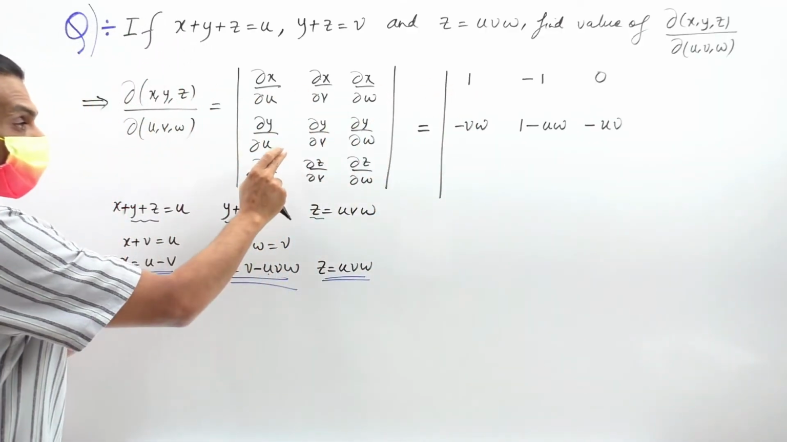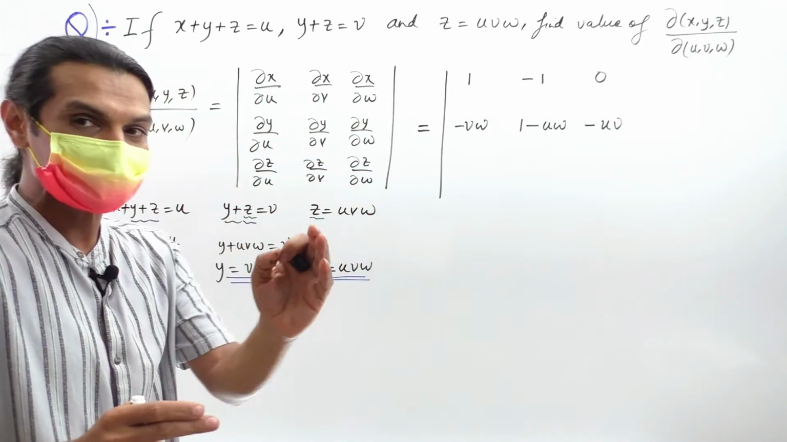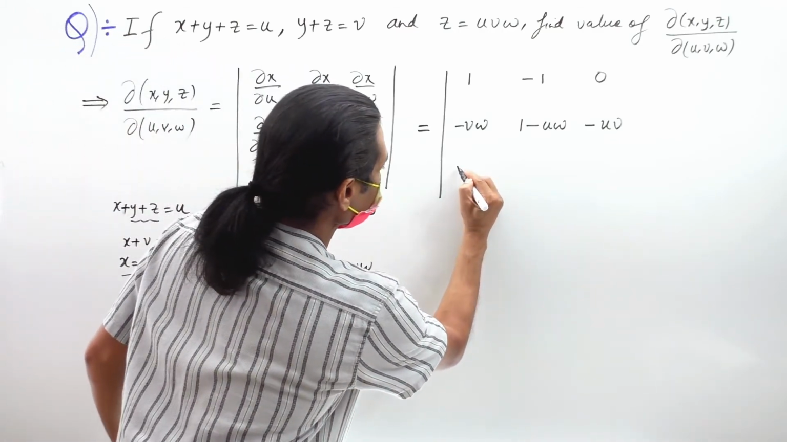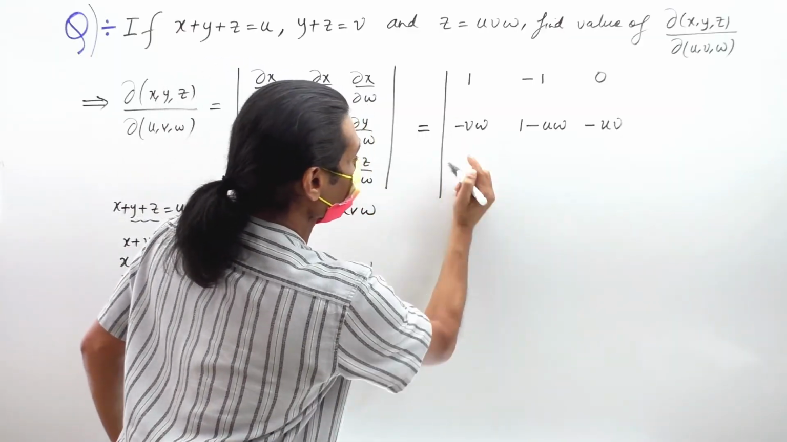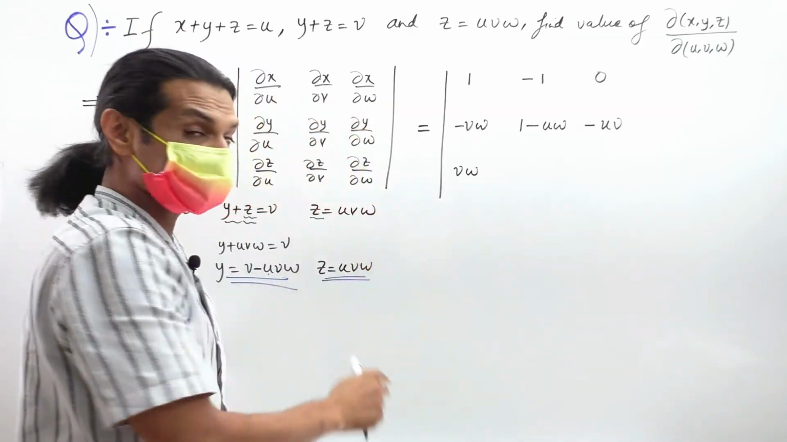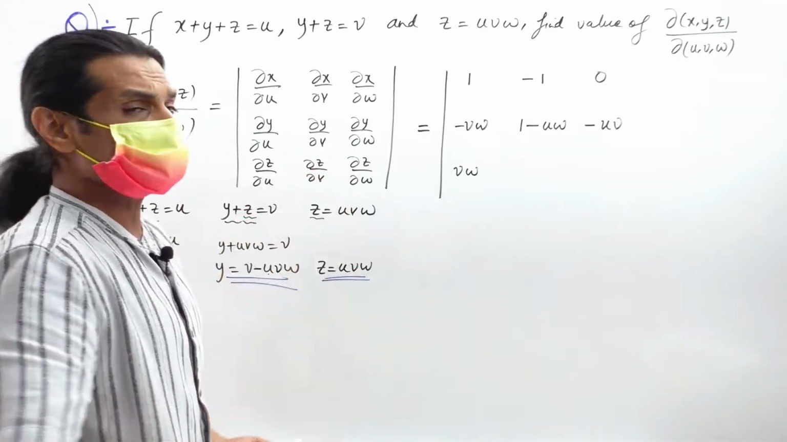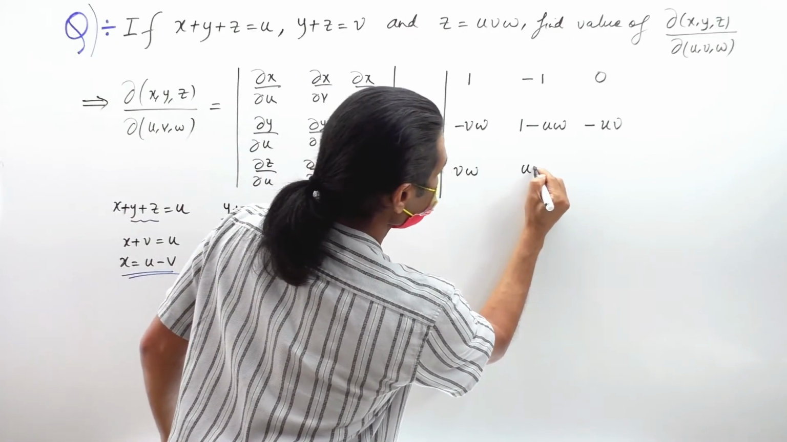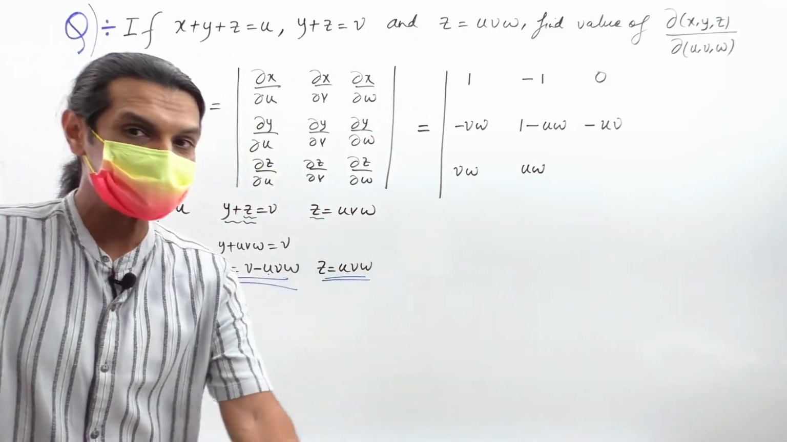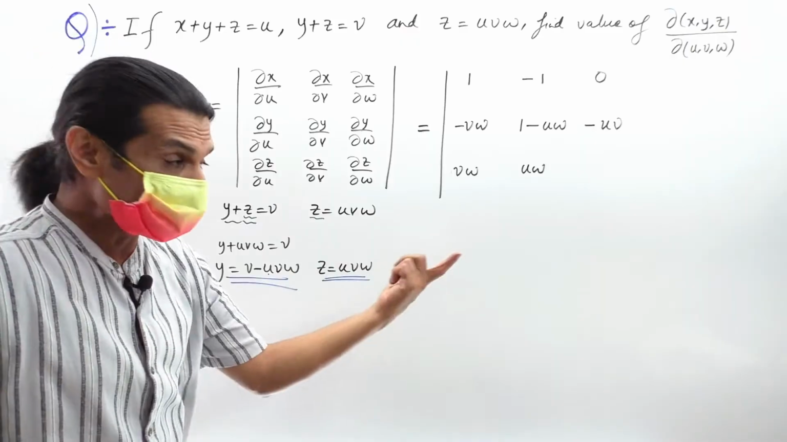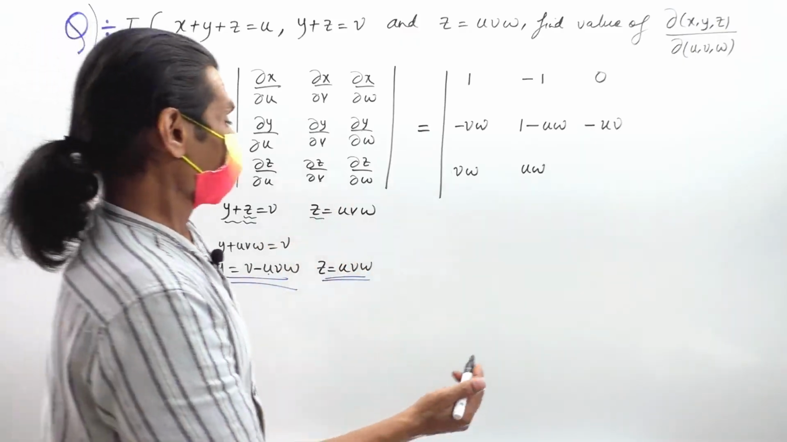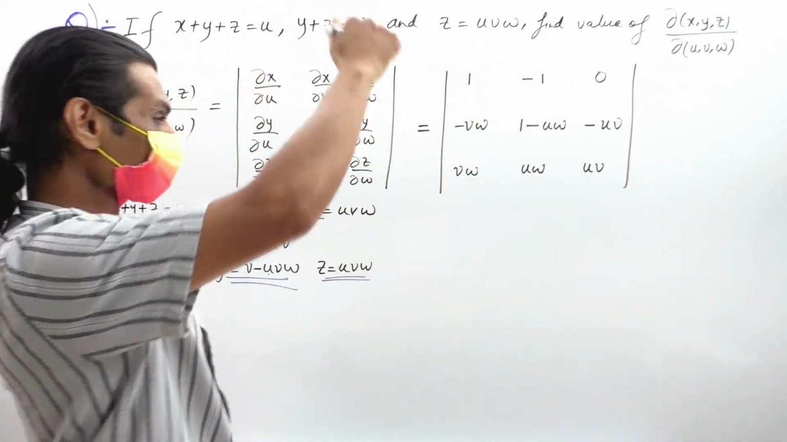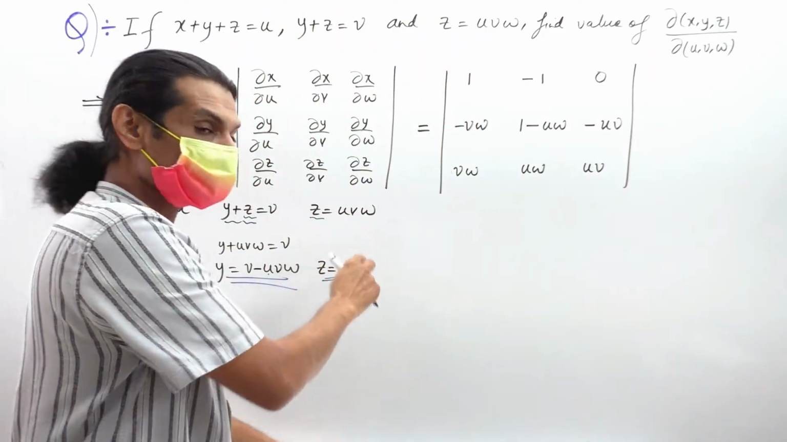The next one, dou z by dou u. Very simple. UVW, dou z by dou u, VW as it is, differential of u is 1. Dou z by dou v, partial differential of z with respect to v. So UW as it is, partial differentiation of v is 1. Dou z by dou w, with respect to w, uv as it is, and partial differentiation of w is 1.